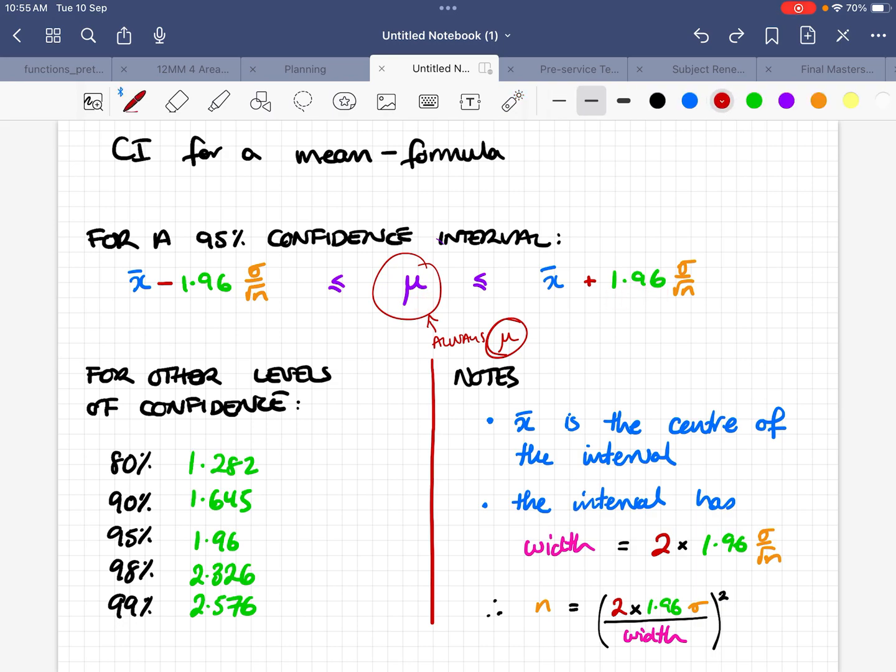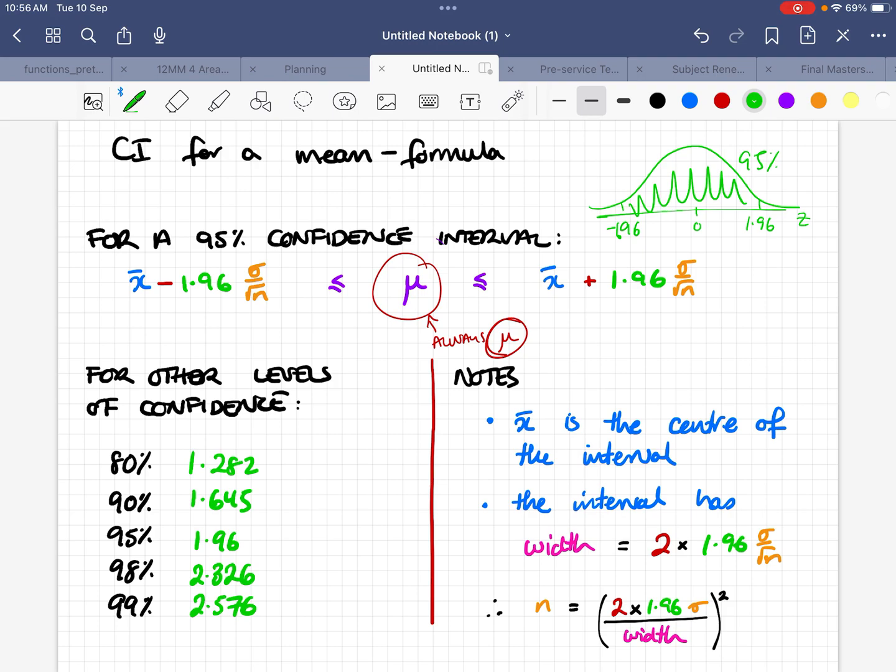The other thing, just this 1.96, where is that coming from? It actually comes from the standard normal distribution. So if we've got our Z distribution and we've got the middle 95%, these boundaries are at 1.96 and negative 1.96. That's where those values are coming from.